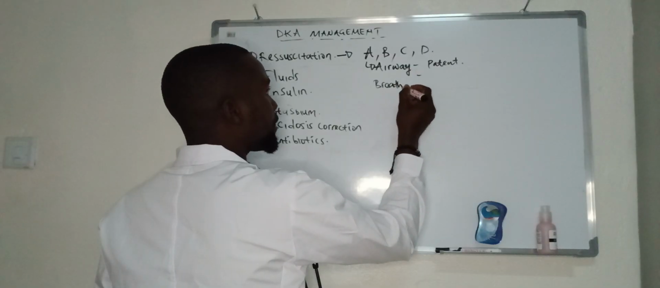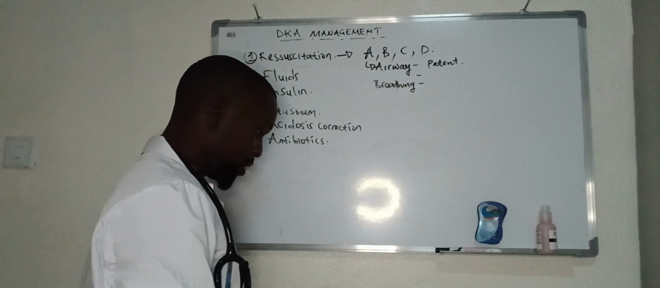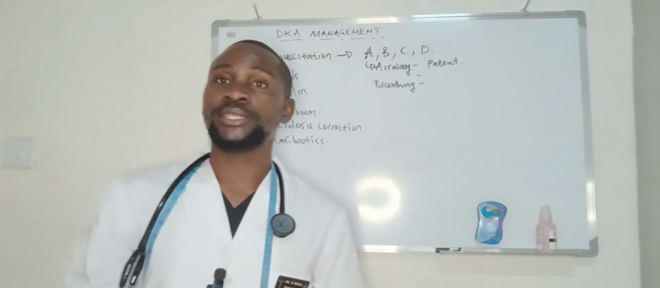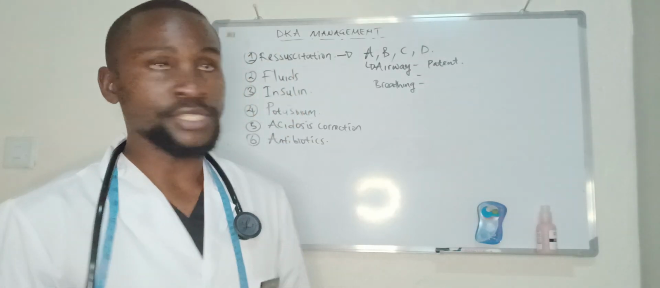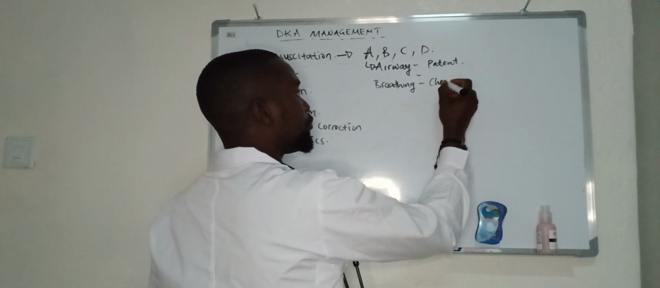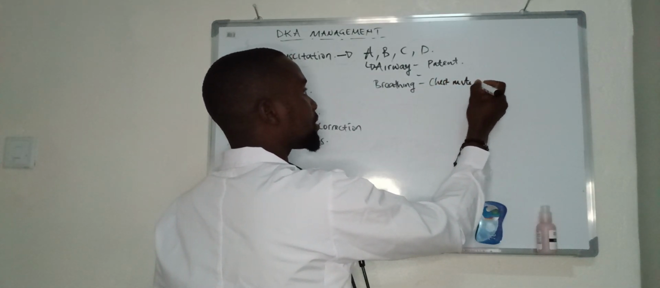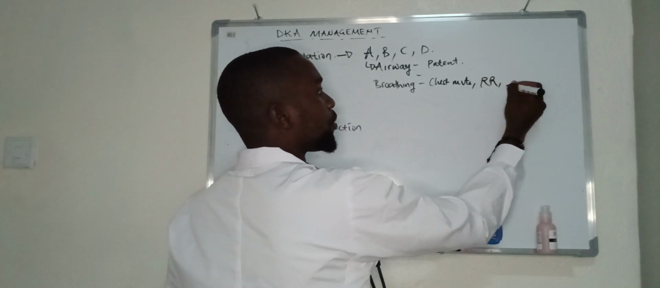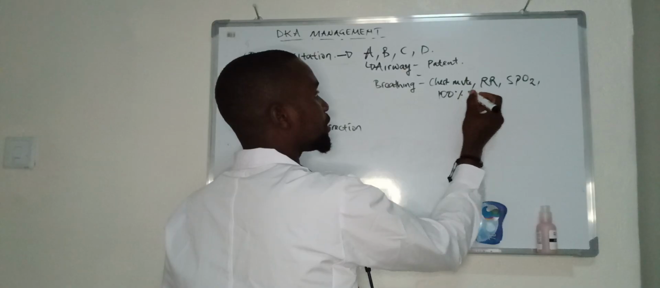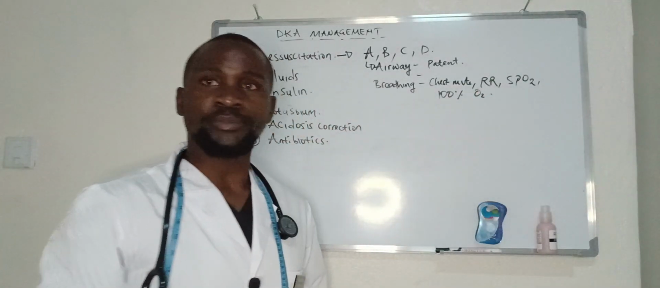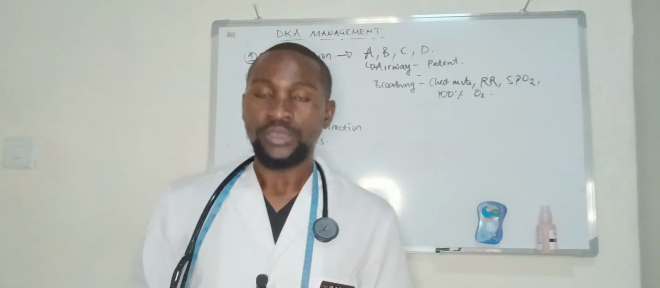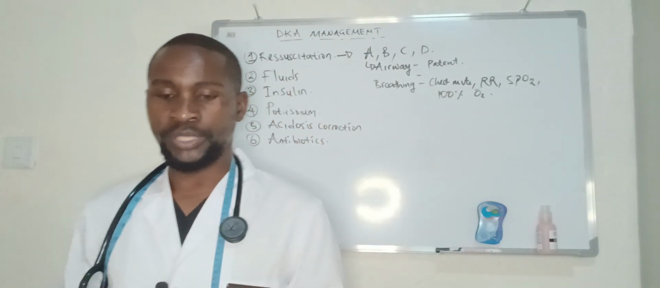The B is for breathing. So ensure that the patient is breathing. How do you do that? Check the chest movements, count the respiratory rate, check your SpO2, and put this patient on 100% oxygen. That is your B.